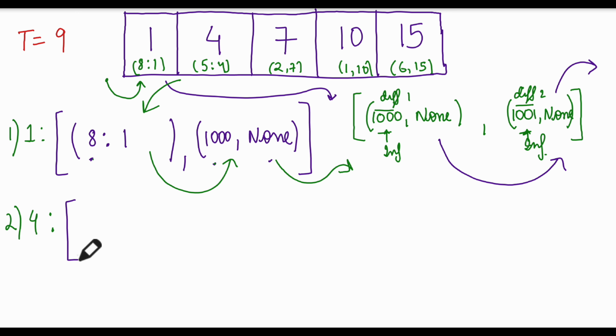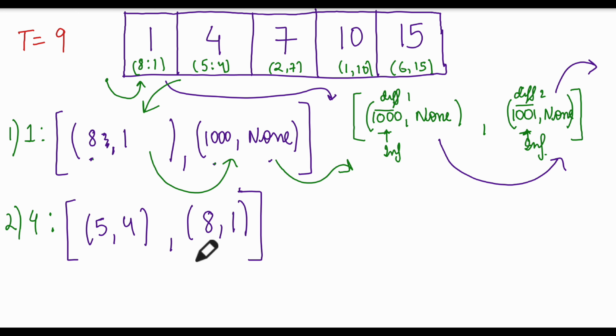After I visited 4, the value will look like 5, and this has to be 1. So because I'm using a tuple, not a dictionary, it will be like 5, 4. Remember, 5 is the difference, 4 is the number, and the second element will be 8, 1. This is the second tuple.